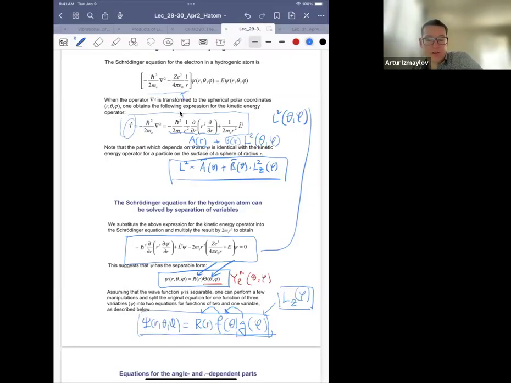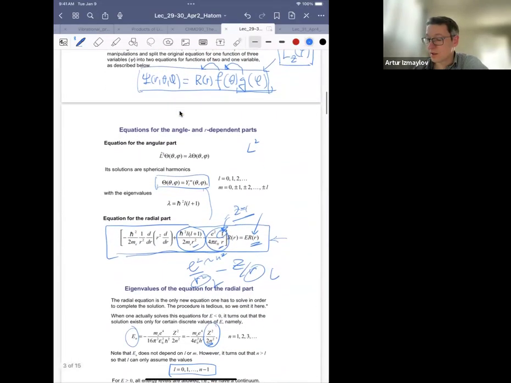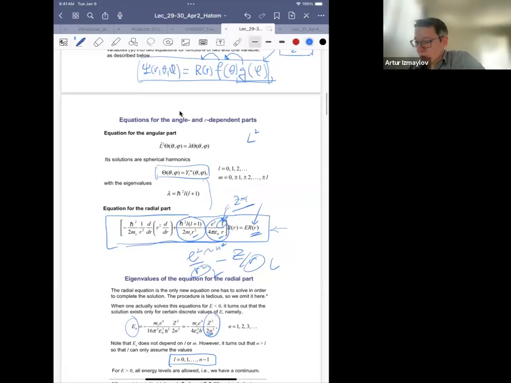Okay, any questions about this? This is a kind of general structure. Okay, so let's move on. Equation for angle and r dependence.